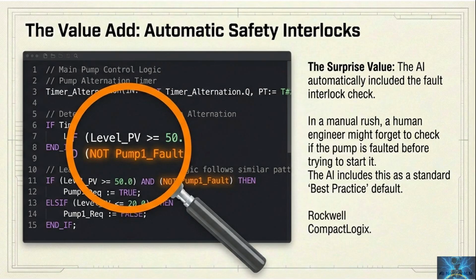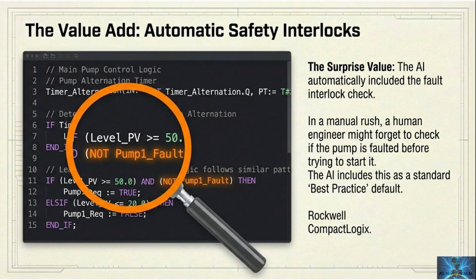The value add: automatic safety interlocks. Here's a pleasant surprise that often happens. If your prompt includes fault requirements, AI frequently includes fault interlocks by default. That means you may see logic like, only run the pump if it is not faulted, or if the lead pump faults, allow the lag pump to take over.